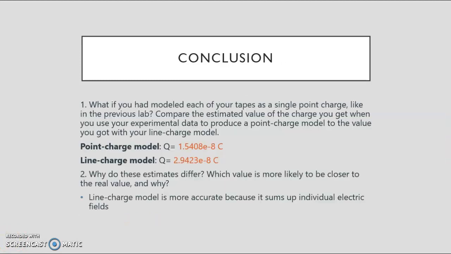And so we can answer these questions about modeling using a point charge versus a line charge. With the point charge model, we found that Q was 1.54 times 10 to the negative 8 coulombs, and the line charge gave us Q equals 2.94 times 10 to the negative 8 coulombs. And so these values are pretty different, and these estimates differ because the methods of obtaining them are different. But the line charge model is ultimately more accurate because it's going to sum up these individual electric fields to find the total net electric field, which is what we actually do in real life.